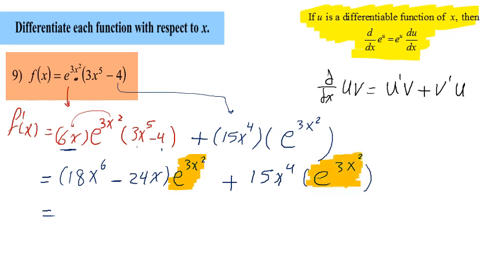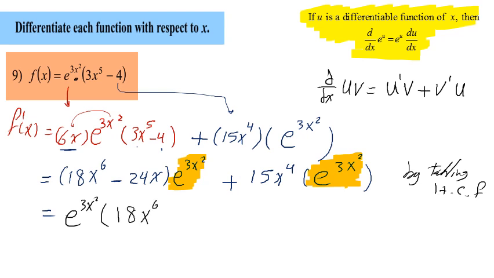So by taking the highest common factor, e to the power of 3x squared, it's 18x to the power of 6 minus 24x plus 15x to the power of 4. This is the simplest form of the derivative of f of x with respect to x.